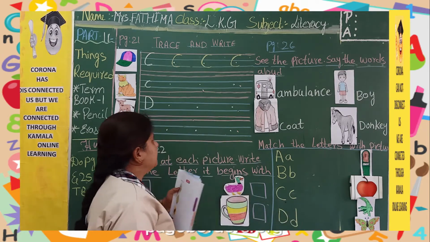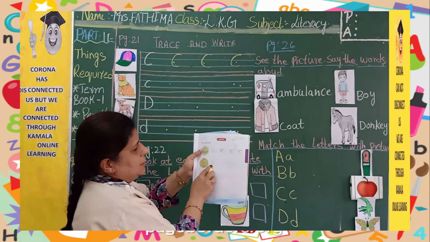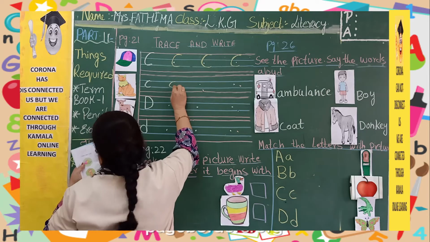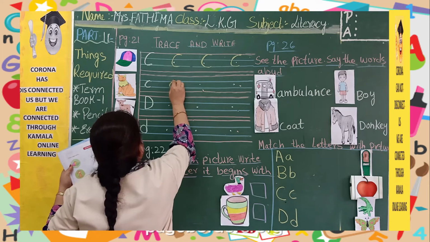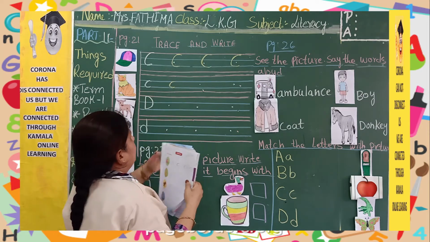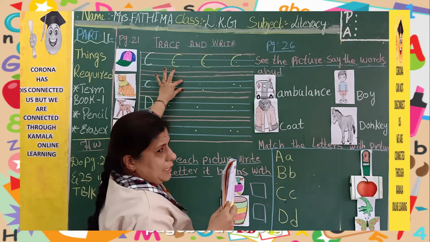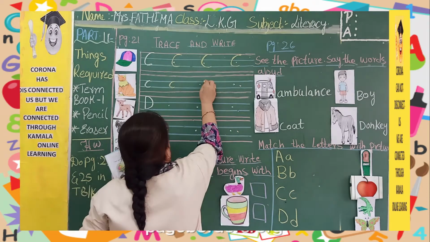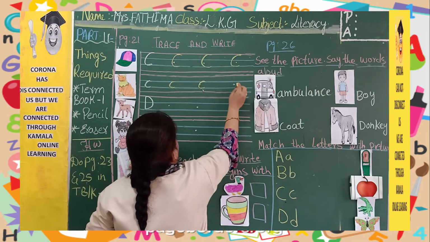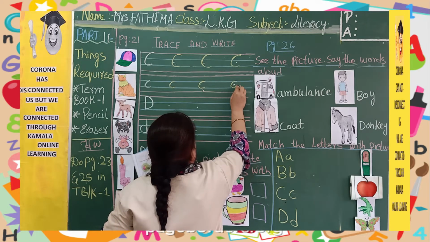Yes? Come on, write small c. See in the book, second line. Capital C, small c should come only in the blue line. Blue lines are there. See? Red line, blue line, red line. 4 lines are there. Only small c should come in the blue lines. You should touch the second and third line.